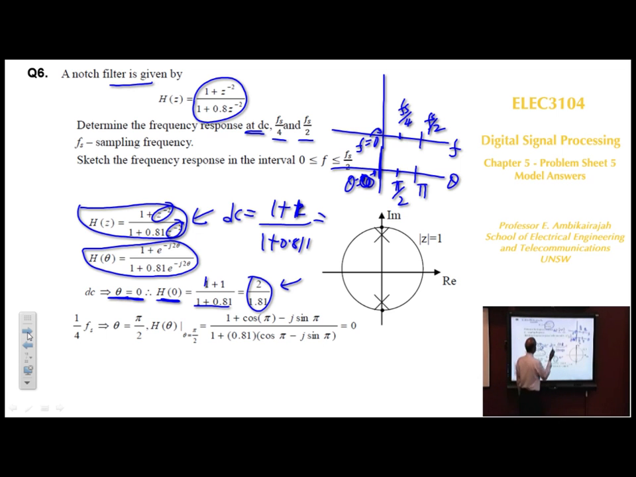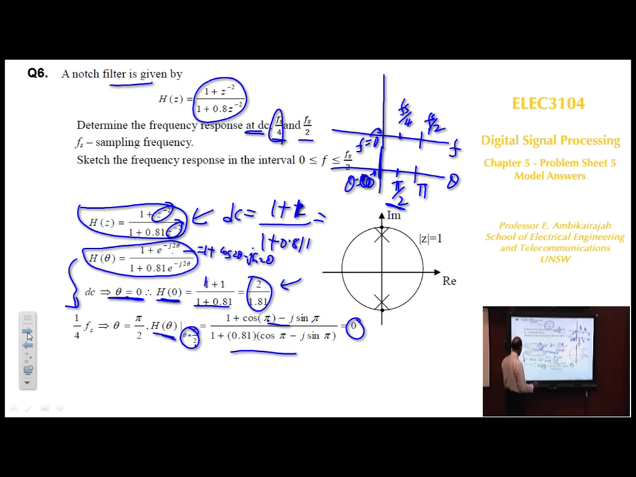Second one is Fs over 4. So that means theta equal to pi over 2. So go back to the same equation that you had here. Substitute H(theta) at theta equal to pi over 2. When you expand this as 1 plus cos 2 theta minus j sin 2 theta, substitute the value pi over 2, and simplify this, you get 0.